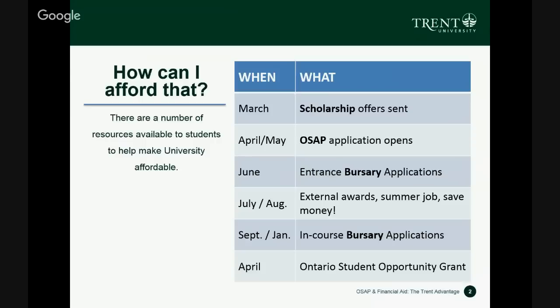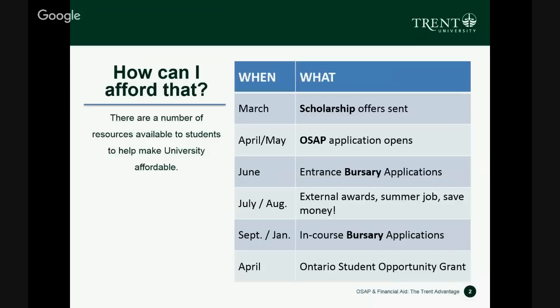So we're constantly sending out scholarship offers, so keep an eye out for those. Students are assessed automatically for scholarships, and we'll send you an email with an offer. Right around this time of year, the OSAP application for next year has gone up, so you can start thinking about applying for OSAP. Once you've done that OSAP application, you can apply for an entrance bursary. That's in June. Following that, you want to be saving some money, find a summer job, and hopefully look for external awards from external organizations. Then when you get here in September and again in January, there are more bursary applications for you to apply to. We're going to talk about all this in a little more detail coming up.